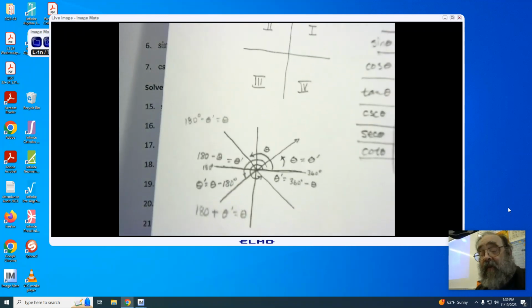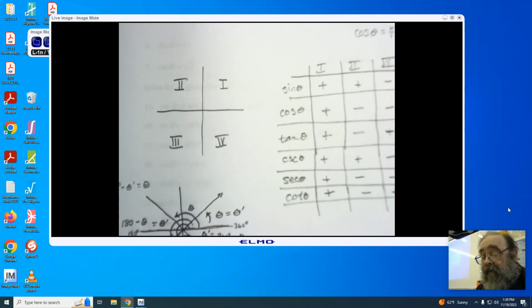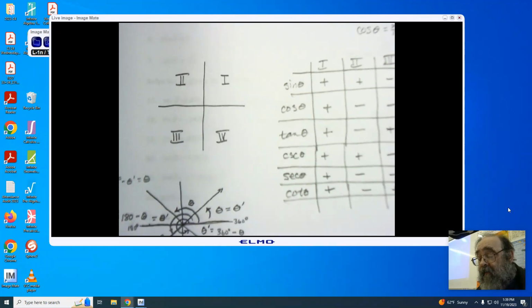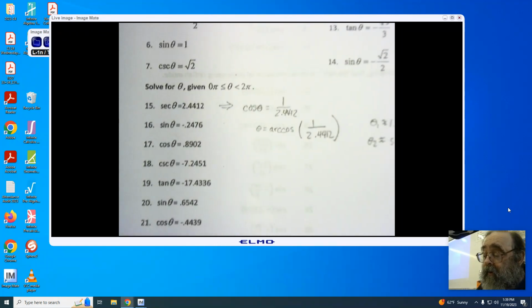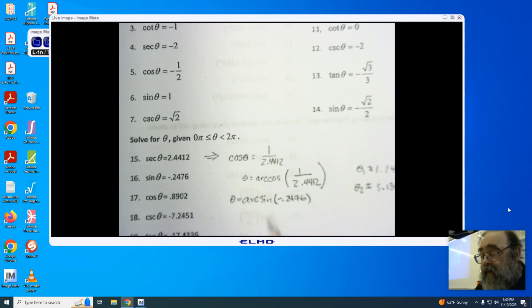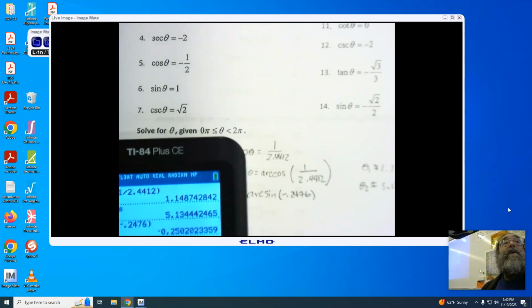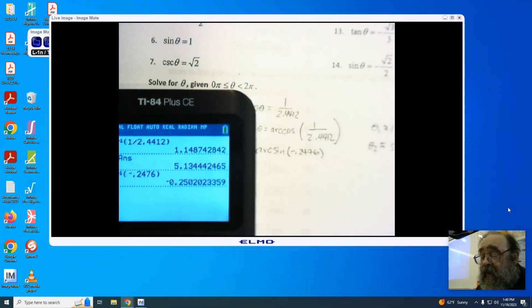And in the third quadrant, I'm going to take pi and add my reference angle. And in the fourth quadrant, I'm going to take 2 pi and subtract my reference angle. So here we go. Working with the arc sine, theta equals the arc sine of negative 0.2476. Putting this into my calculator, second function sine of negative 0.2476. I hit enter. Notice I get that negative ratio. That was what I was expecting.